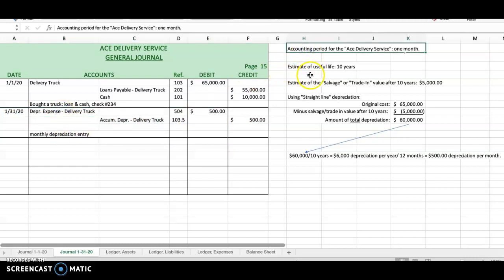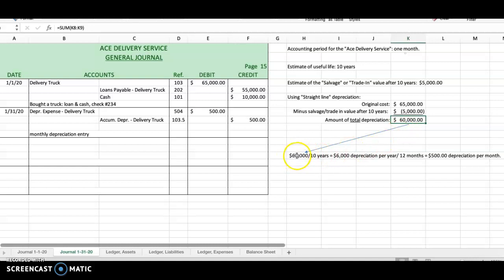Once again, our accounting period is 1 month, useful life 10 years, salvage value after 10 years is $5,000. If we use a straight line method of depreciation, it's calculated very simply by taking the original cost back on January 1st. The original cost was $65,000. Subtract the estimated salvage value or trade-in value, we said is $5,000. We subtract that. The total depreciation is $60,000. So over 10 years, we're going to lose $60,000 in value of that delivery truck.